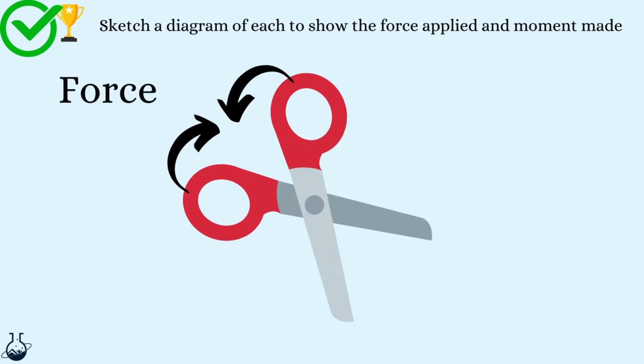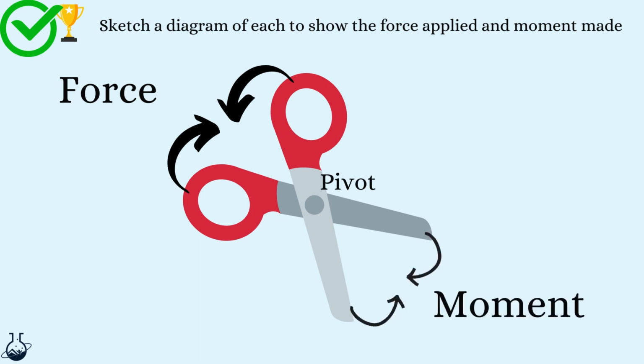Now the scissors. We can cut paper by squeezing the finger holes together. This would be our force, and this causes each blade to move about the pivot, resulting in the blades turning and moving together at the end. This turn is the moment. If you wanted to open up the scissors, the arrows would point in the opposite direction.